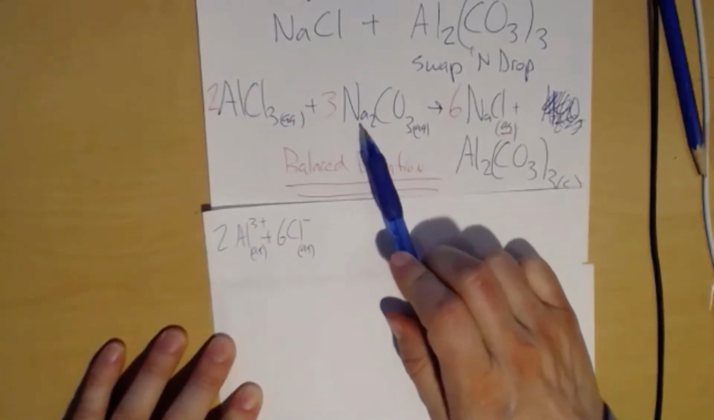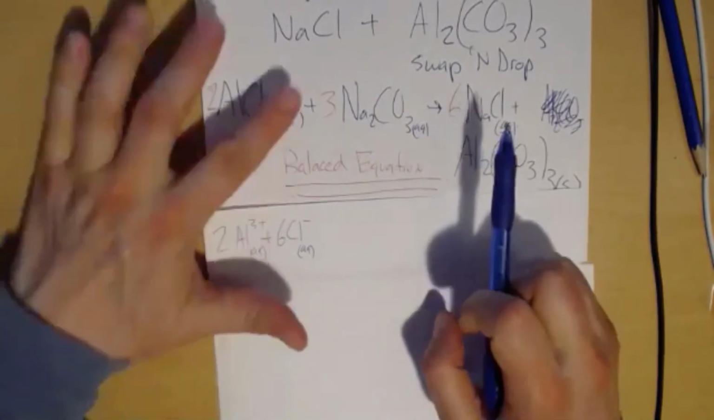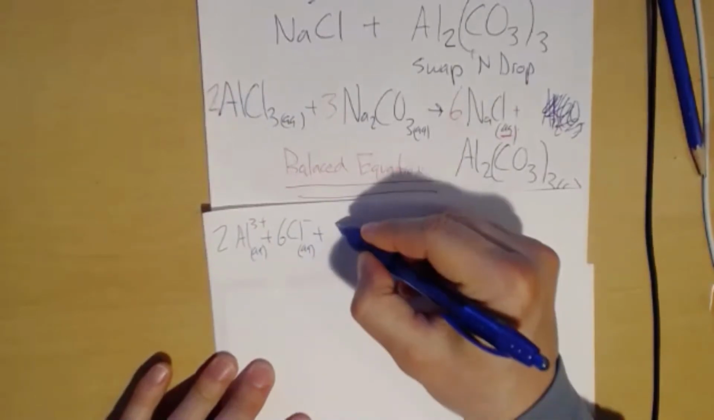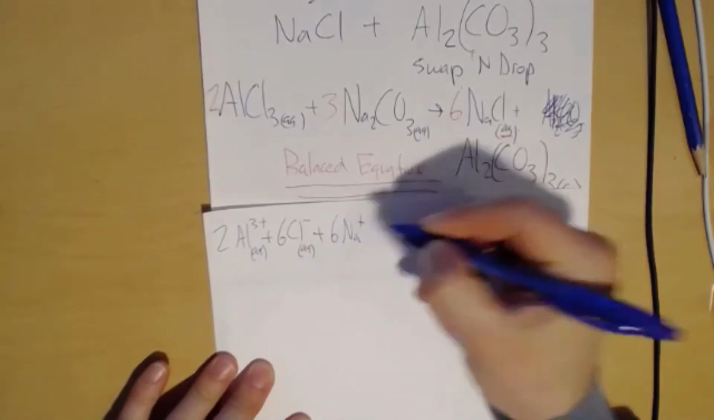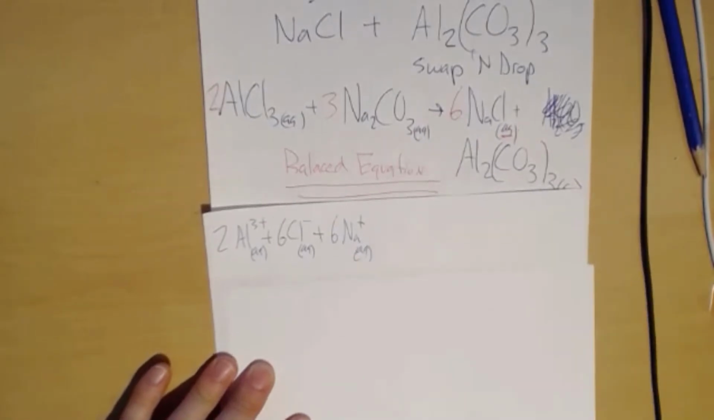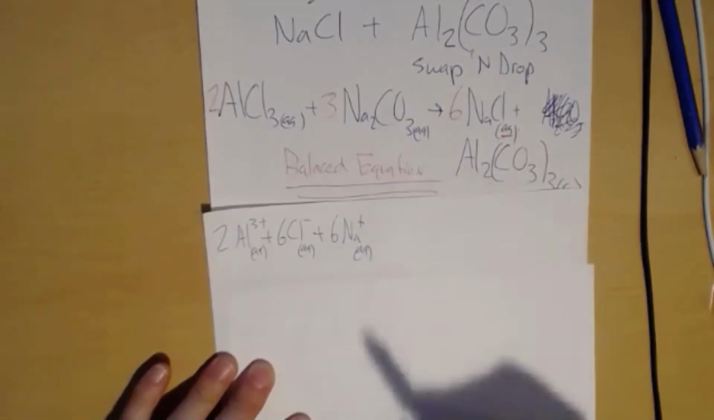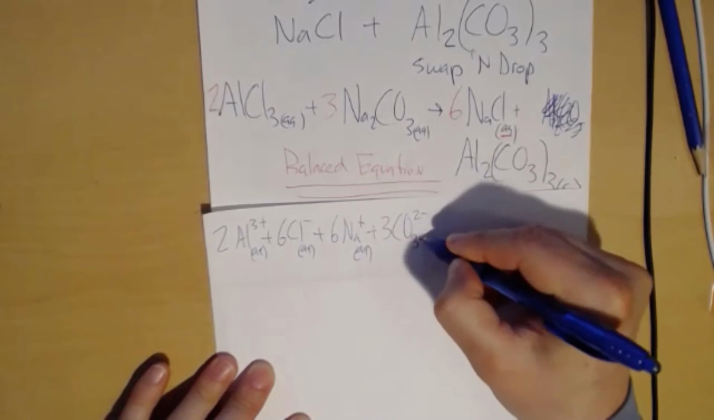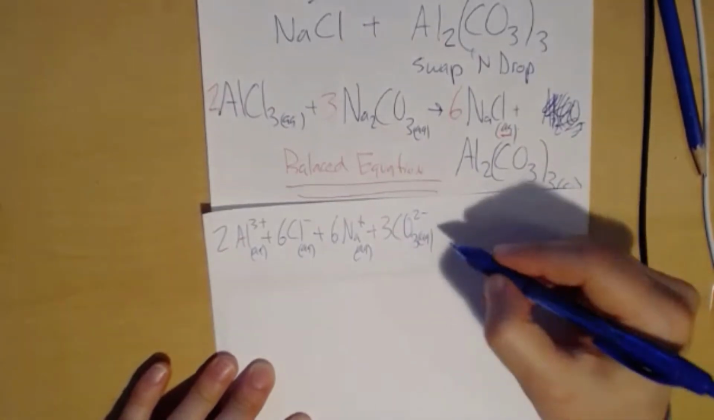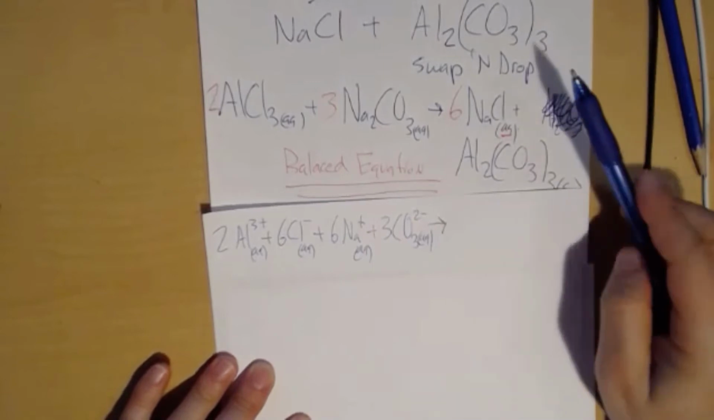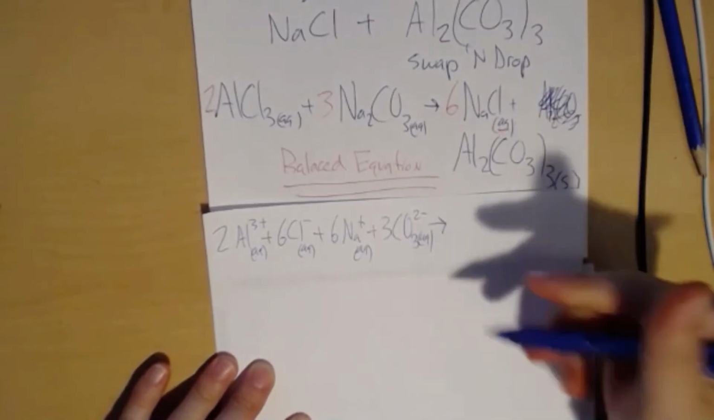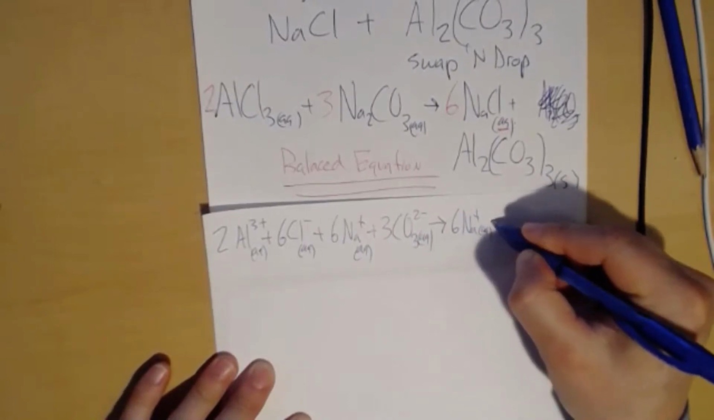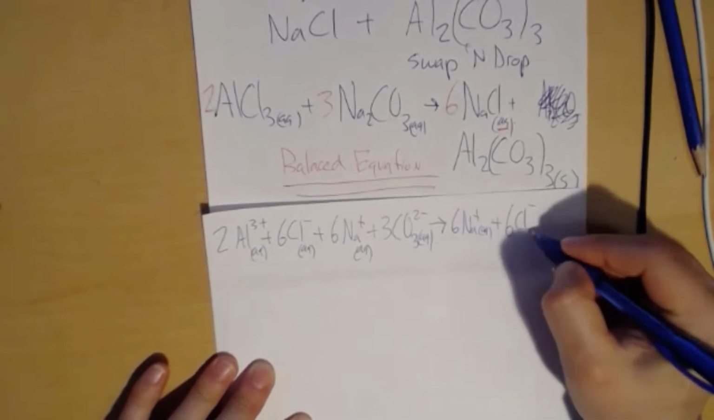And then how many sodiums do I have? You guys are so quiet, but 1 sodium carbonate would be 2, but I have 3 sodium carbonates. So that means there's 6 sodium ions aqueous. And then also I have 3 carbonates, right? 3 CO3 2- aqueous goes to, and then over here, sodium chloride's aqueous. So I can write that as ions. There's 6 Na+ aqueous plus 6 Cl- aqueous.